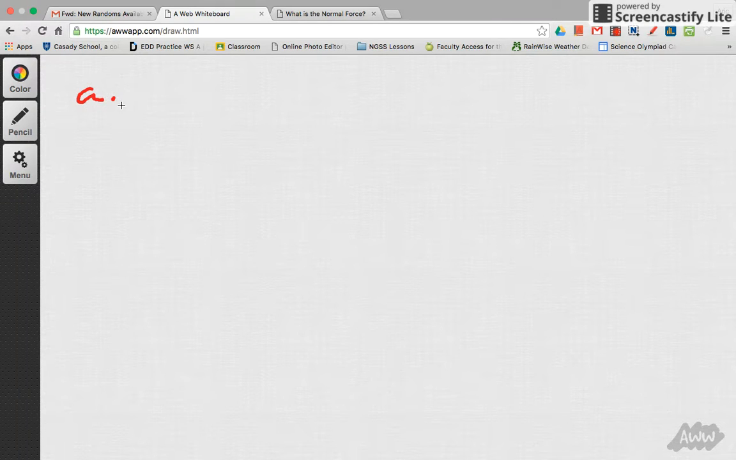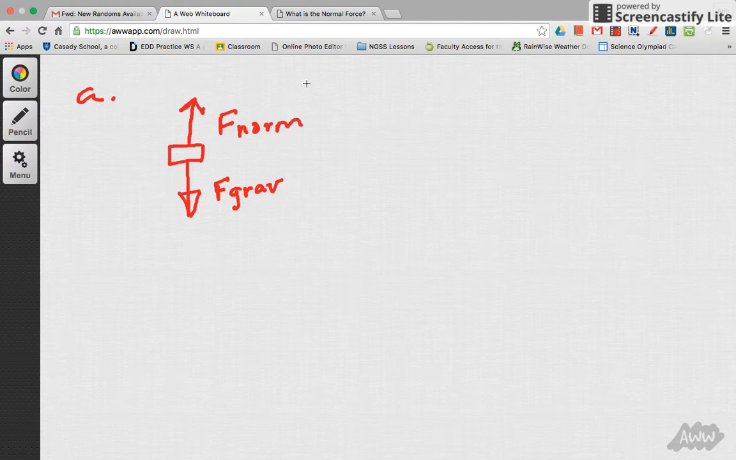It says, a physics book rests upon a level table. So we're going to draw our box. And with all of these problems, almost every time you're going to have the force of gravity acting upon it. So you're going to draw a force vector downward, and you're going to label that F grav. And then on the way up, you're going to have the normal force. And since the book is not moving, it's resting, the vectors need to be equal to show a balanced force. And this force is called the normal force. So we're going to call it F norm.